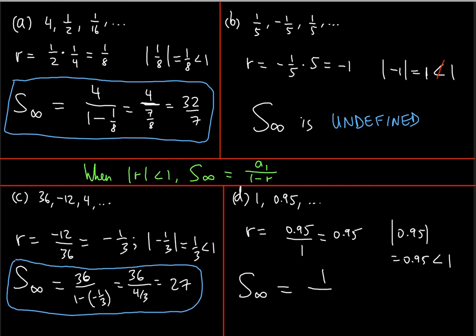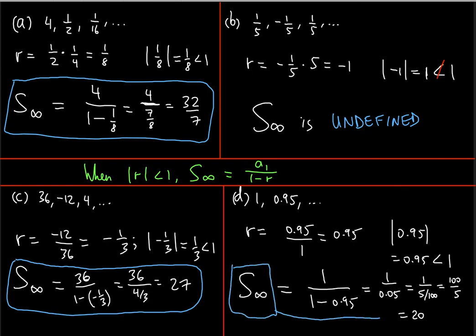Right? So the first term is 1 divided by, using this formula, 1 minus 0.95. So this should give you what? This should give you 1 over 0.05. And that's the same thing as 1 over 5/100ths. So that should give you 100 over 5, which is equal to 20. All right? So we found indeed that the sum of all terms in this sequence was equal to 20.